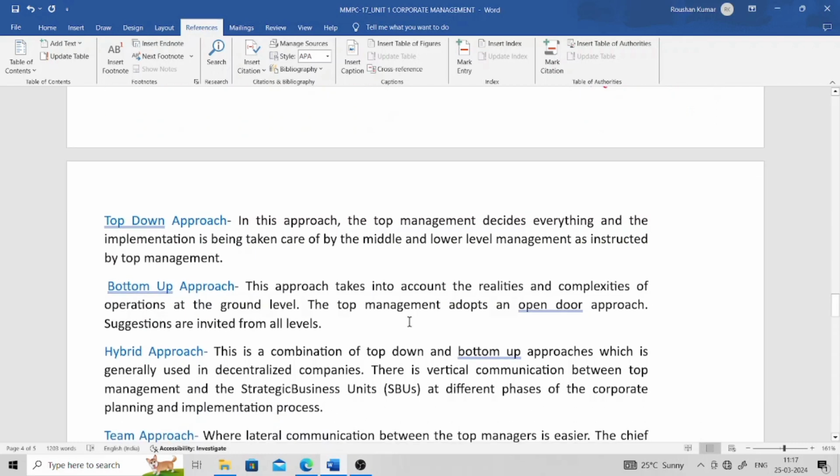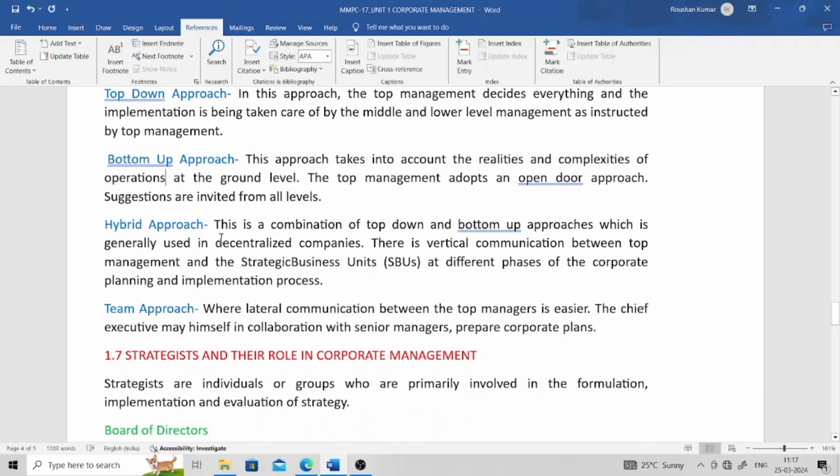Next here is the hybrid approach. This is a combination of top down and bottom up approaches, which is generally used in decentralized companies. In decentralized companies generally the hybrid approach is used. There is vertical communication between top management and the strategic business unit. It means there is vertical communication between the top management and the lower level management at different phases of the corporate planning and implementation process. So that's about the hybrid approach.